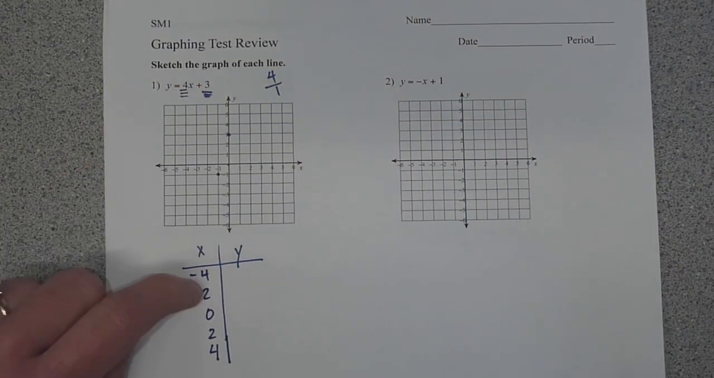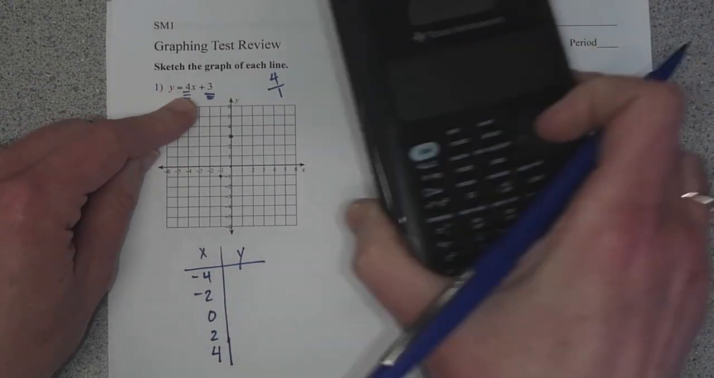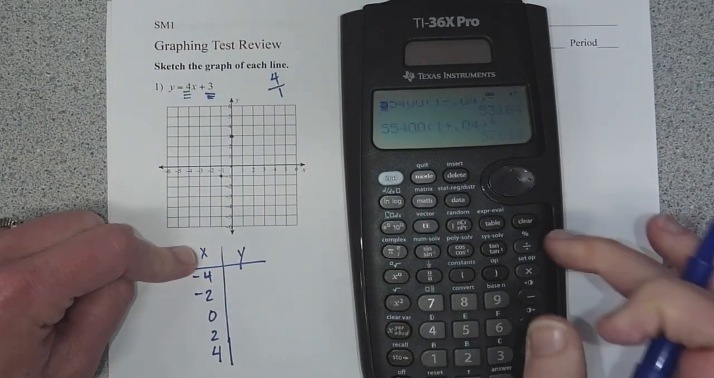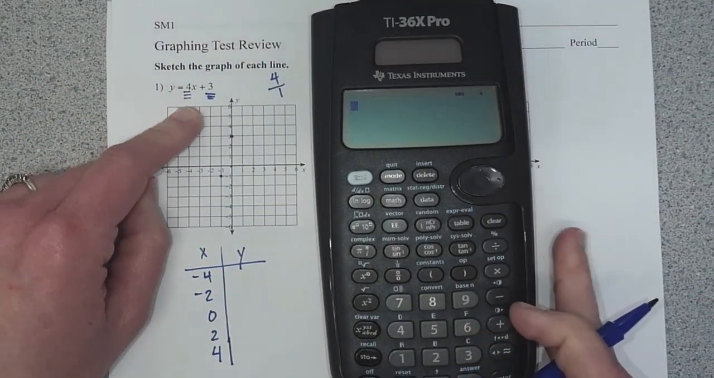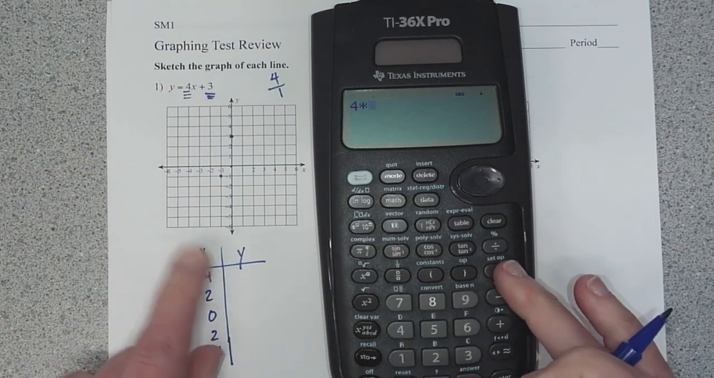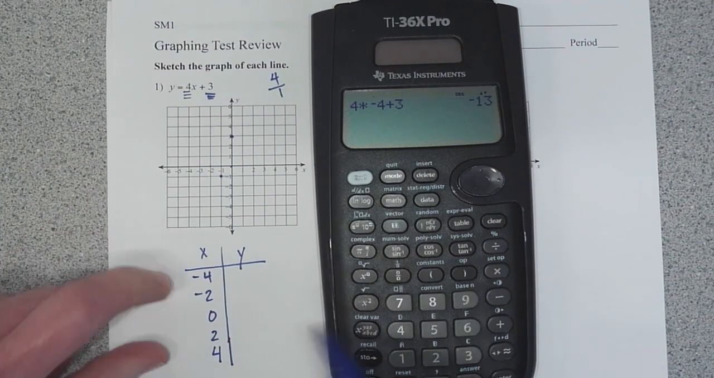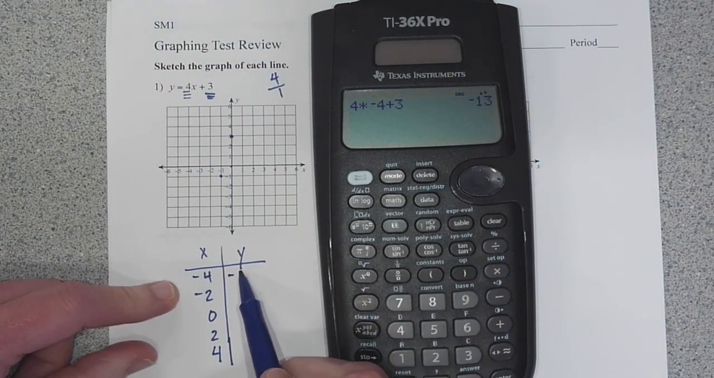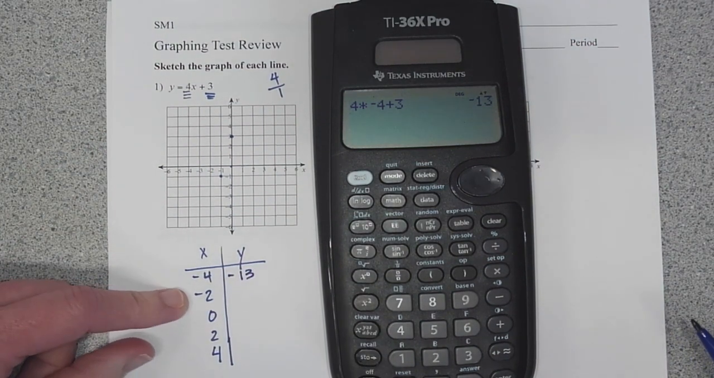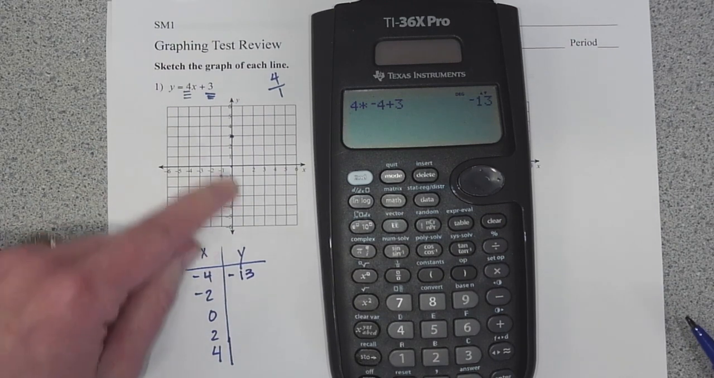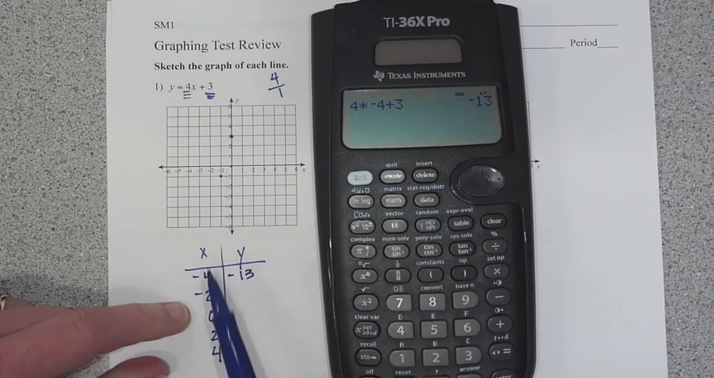And now we're going to plug each one of the x values into this equation, and we're going to plug it in for x because those are x values. So grab your handy calculator, and you've got 4 times, let's start with this one first, -4 plus 3, and that equals -13. Maybe I didn't choose the best values because that's going to be off the graph. Let's keep going. Let's see what we get for -2.